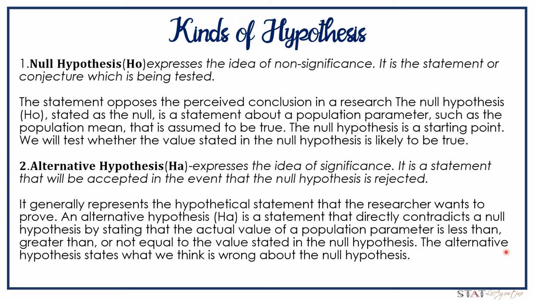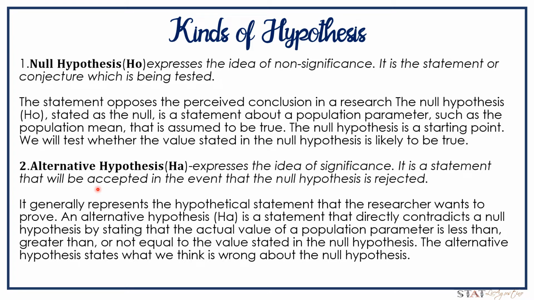So, that is null and alternative hypothesis. We should note that they are non-overlapping hypotheses. If you reject your null hypothesis, then you will accept this alternative hypothesis. If you don't accept this alternative, then you should accept the null hypothesis. And we need this hypothesis testing or significance testing. So that is the difference between the null hypothesis and the alternative hypothesis. The null hypothesis expresses the idea of non-significance, and the alternative hypothesis expresses the idea of significance.